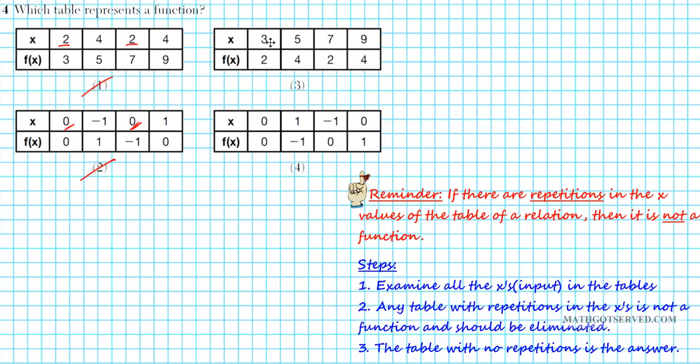Number 3, is there any other 3? No. 5, any other 5s? No. 7, any other 7s? No. 9, any other 9s? No. Excellent. This is the answer. We can see why 4 is not an answer, because 0 is repeated. So when you're determining if a relation is a function or not, take a look at the inputs or the x's and make sure that there are no repetitions there. Then it will be a function.